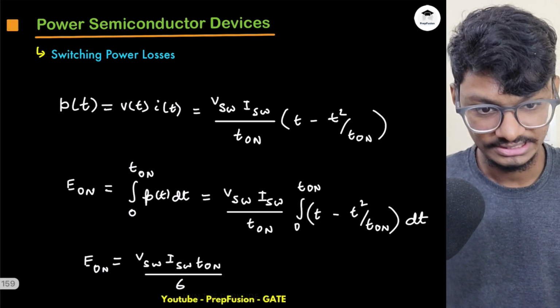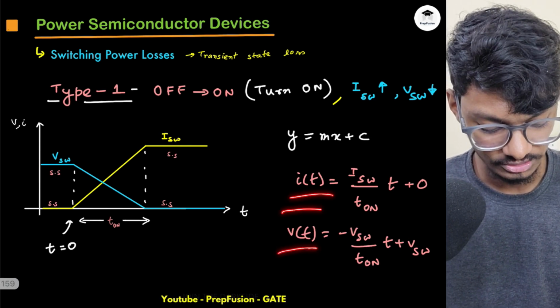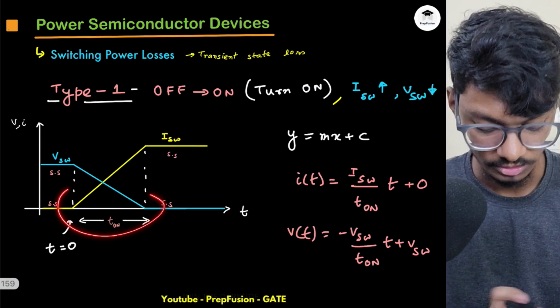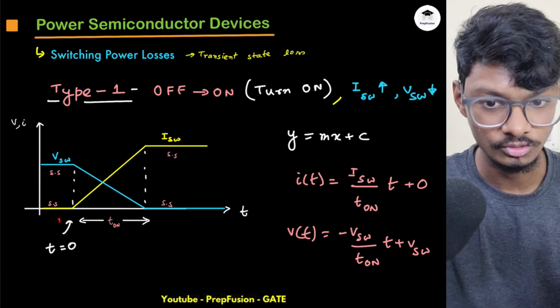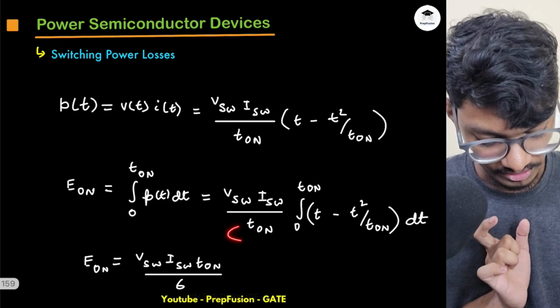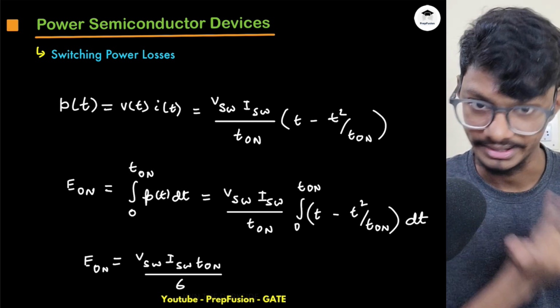So basically this is the expression. If you mathematically do it, our V of t is this and I of t is this. If I multiply these two and then integrate over t on period, because we are only computing the loss over t on period, from one steady state to the other steady state, basically the switching power loss. If you integrate this, you will get your expression like this: VSW ISW into T1 by 6.